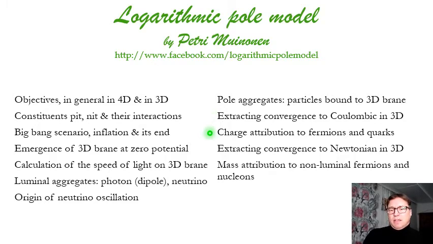And then we see how different kinds of aggregates couple to this potential, so we can attribute the charges to fermions and quarks. And then we extract a similar function for the Newtonian acceleration, converging towards the Newtonian one in 3D, an only attractive potential acceleration, and then go through the mass table for several particles by fixing just one mass. It could be equally either the Higgs boson or, for instance, the neutron.